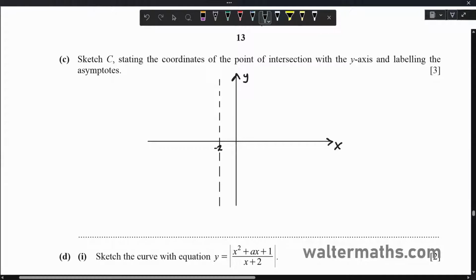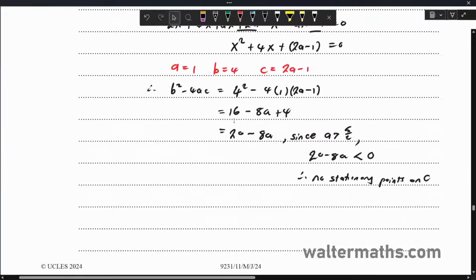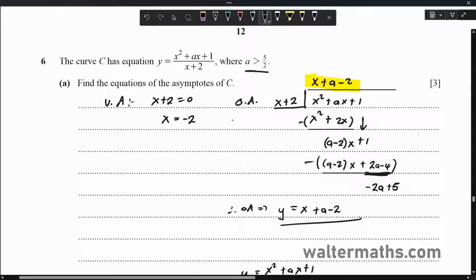And we'll also have the oblique asymptote. The oblique asymptote is y is equal to x plus a minus 2. a is greater than 2.5. Okay. So the y-intercept, 2.5 minus 2 is 0.5, so it has to be greater than 0.5. So basically, the intercept is positive.